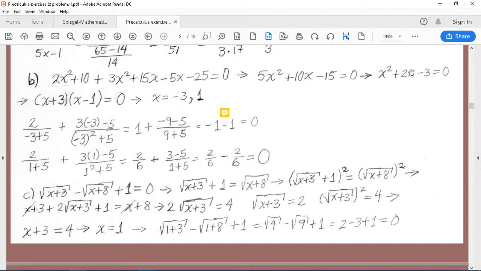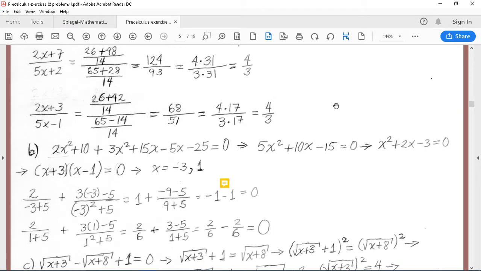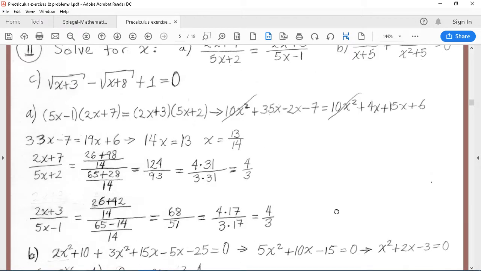We have to find two numbers that added up give us 2, and then multiplied give us minus 3. Those two numbers are 3 and minus 1. So we are left with x plus 3 times x minus 1 equals 0, so that x is minus 3 or x equals 1. Okay, so let's replace those values in the respective fractions here.